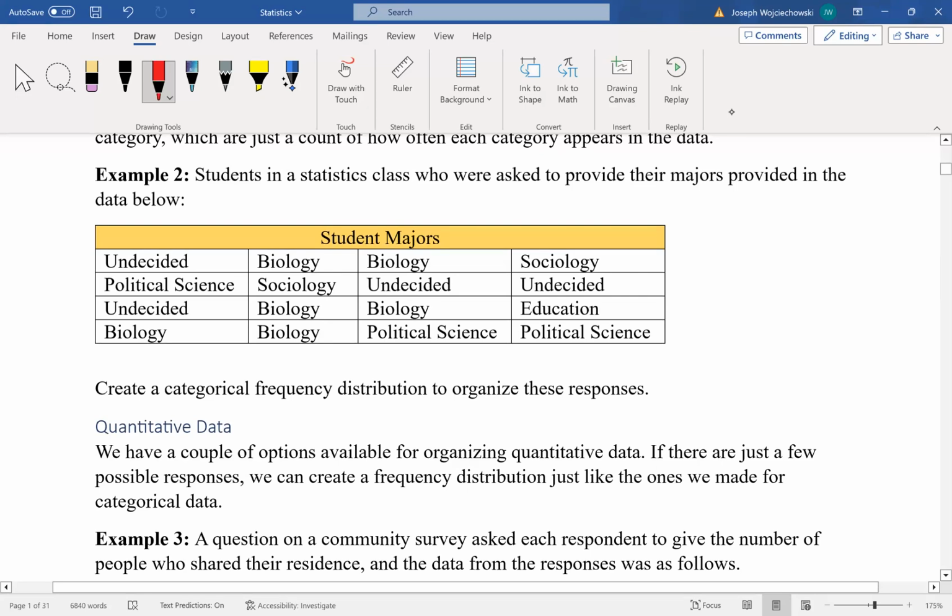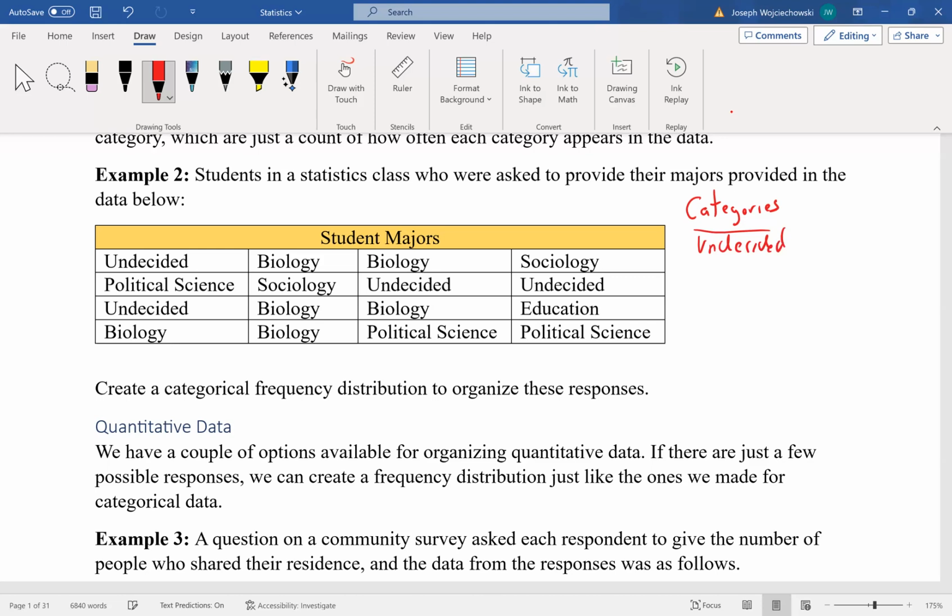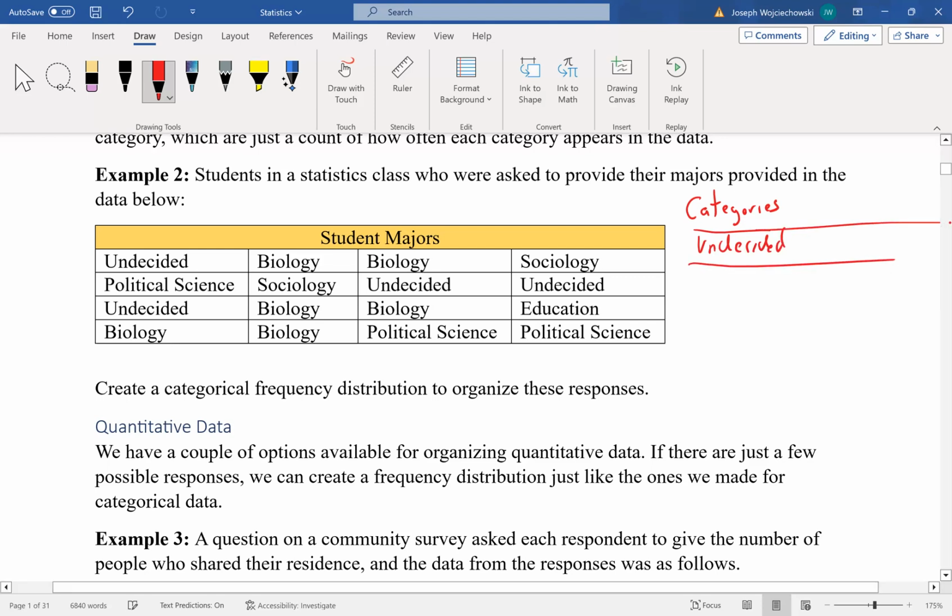So you would have our categories. We're going to create a categorical frequency distribution. So we start off, we have undecided, political science, biology, sociology, and that seems to be it. And this would be our frequencies. How often does each of these occur?